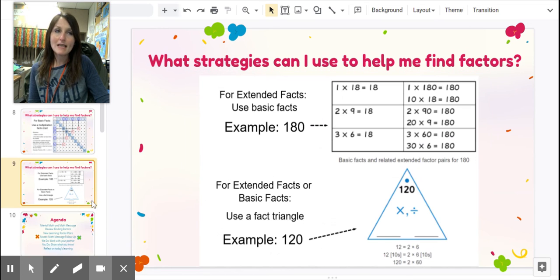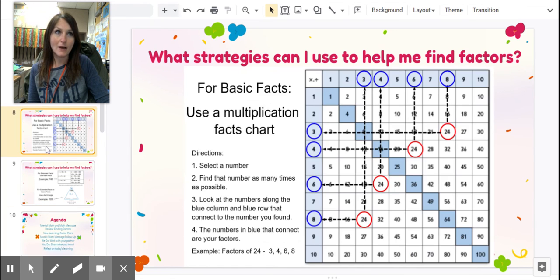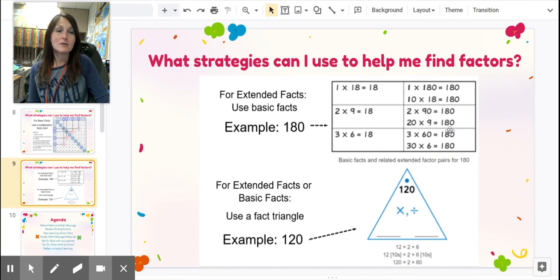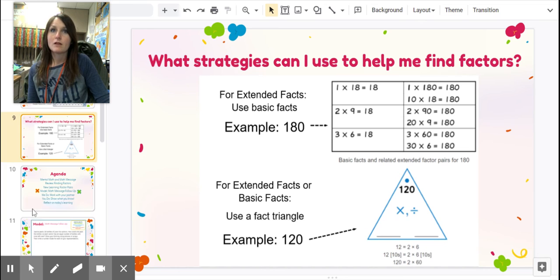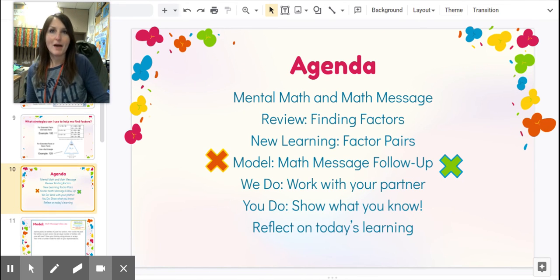Now, for those extended facts like we were talking about, you can use your basic fact that you found here, and then you can add those zeros like we were practicing. You can think of it as a fact triangle as well. So I'm going to go ahead and pause here, and then I'm going to come back and show you how I would have solved the math message.